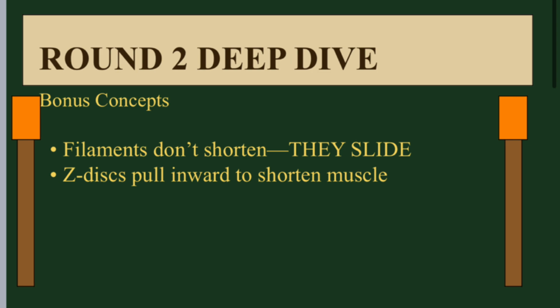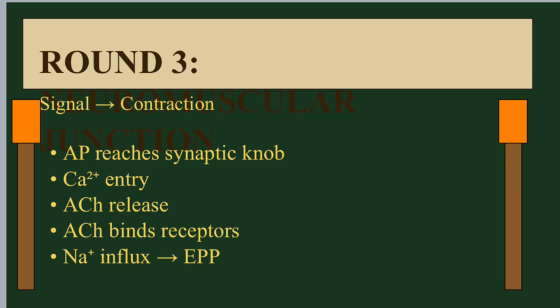Perfect. The sliding filament theory states that filaments don't shorten. They slide past each other, changing band length. Round 3. Next challenge, electric to epic.